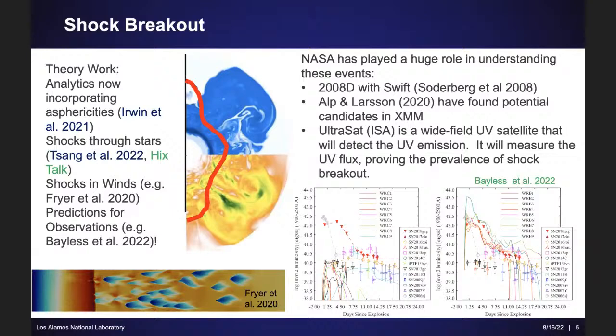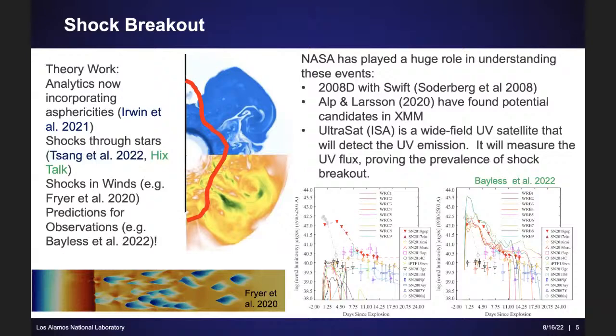So that changes the emission you see. There's a nice paper by Chris Irwin in 2021 on this. There's the shocks as the shock is moving through the star, and I'm hoping Rick Hicks talks about this. But there's also a nice paper by Tsang et al. 2022 looking at the shock moving through an inhomogeneous medium through the star.